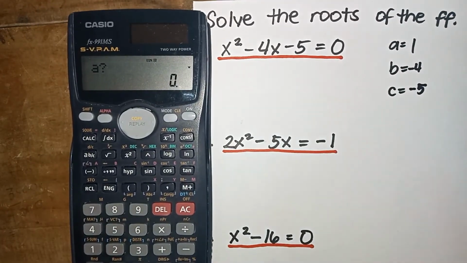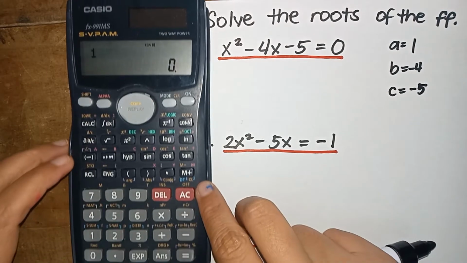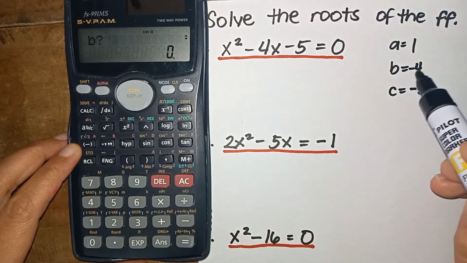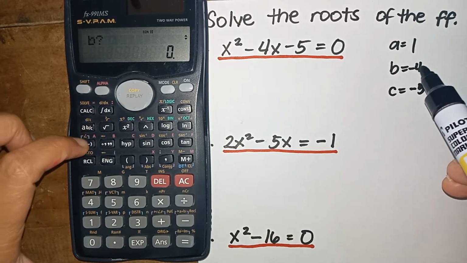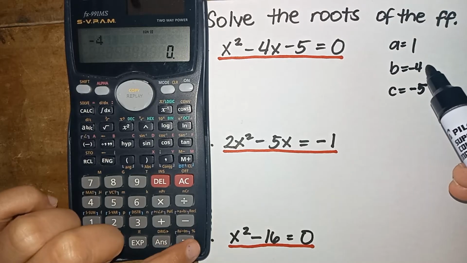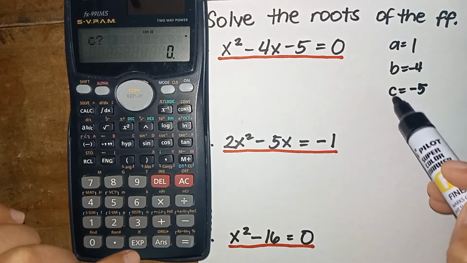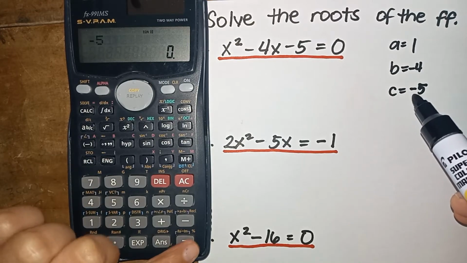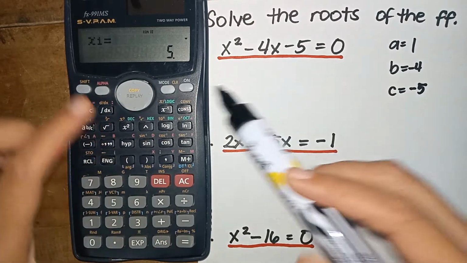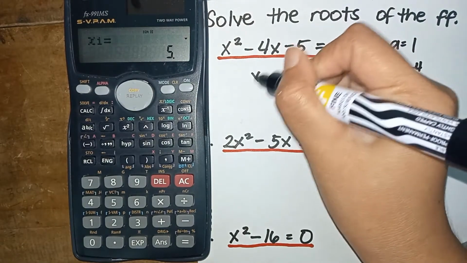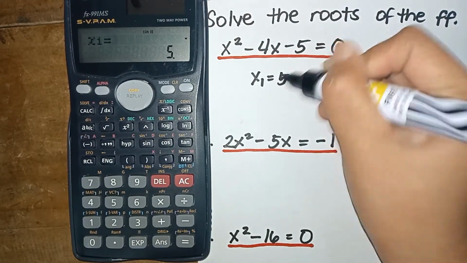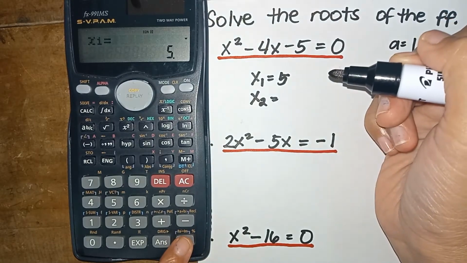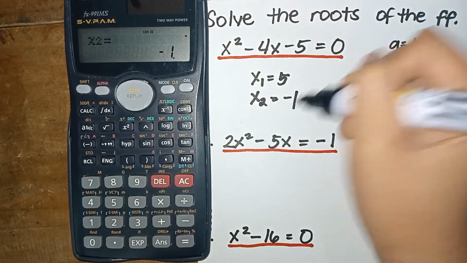Okay, let us put all those values in our calculator. So, A is 1. Then, i-click po natin ang equals. And then, B is a negative 4. Negative 4. Then, equals. And C is a negative 5. Negative 5. Then, equals. So, dito lalabas ang x sub 1. So, x sub 1 natin is positive 5. And x sub 2 natin dito is, click mo lang din yung equals, that is a negative 1.